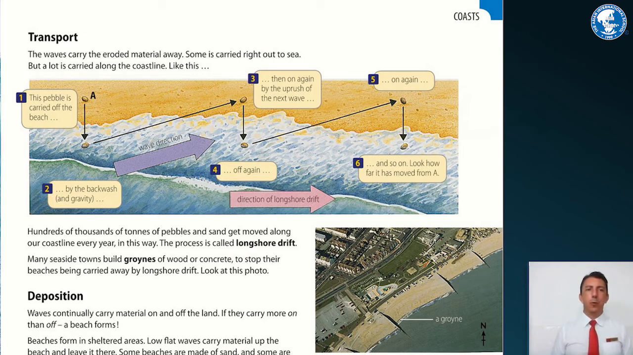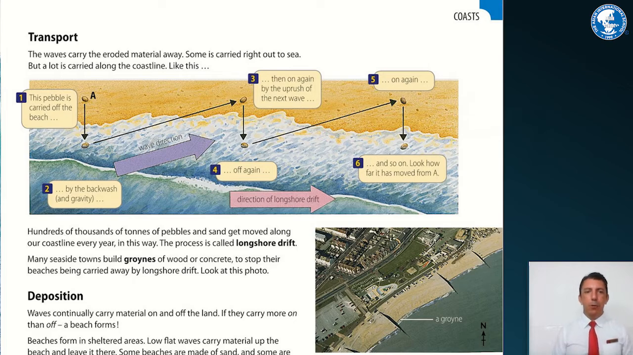Now let's look at transport. The waves carry the eroded material away. Some is carried right out to sea, but a lot is carried along the coastline like this. Number 1, this pebble is carried off the beach, 2, by backwash and gravity. Remember, backwash means the water returning to the sea after the wave has broken. So this carries the pebble back out to sea.